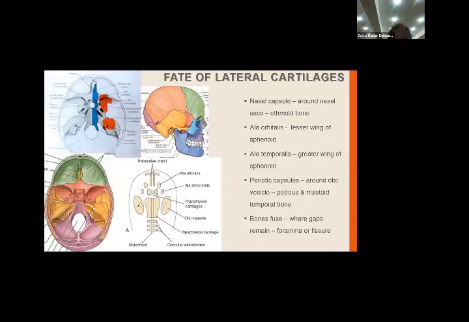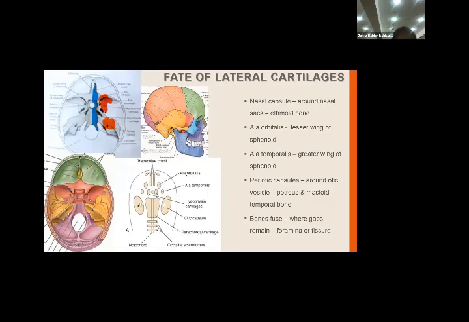Nasal capsule in the midline over here. ये the nasal capsules, they develop around the nose, nasal sac. Nasal sac, nose starts to develop from the nasal sac. Nasal sac के गिर्द जो bone develop होती है, that is the ethmoid. Okay, so this bone around the nasal capsule is the ethmoid. Over here, यहाँ पे ये ethmoid around the nasal sac. ठीक है. अच्छा, ala orbitalis की बात कर रहे हैं.